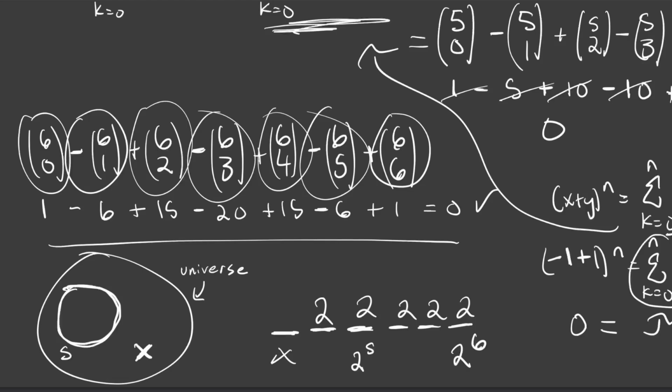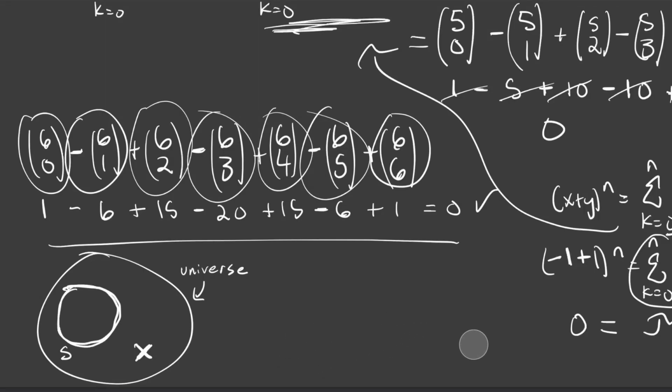And if we choose to exclude it, then we also have 2 to the 5th subsets that include x, right? So all this serves to tell us is that the number of sets that include x is going to be equal to the number of sets that exclude x. Now what we can do is just kind of enumerate these sets.